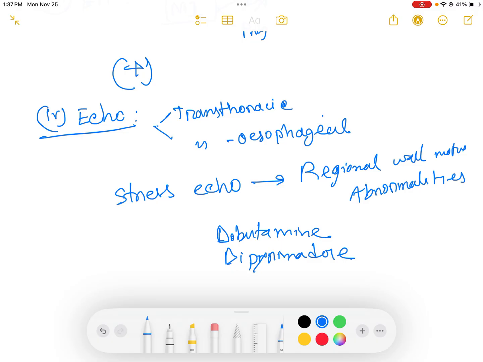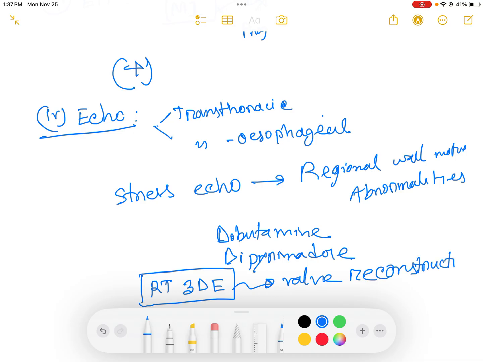The development of real-time three-dimensional echocardiography, with the ability to carry out valve reconstruction from different aspects, has recently revolutionized preoperative surgical planning in patients with complex valvular lesions.